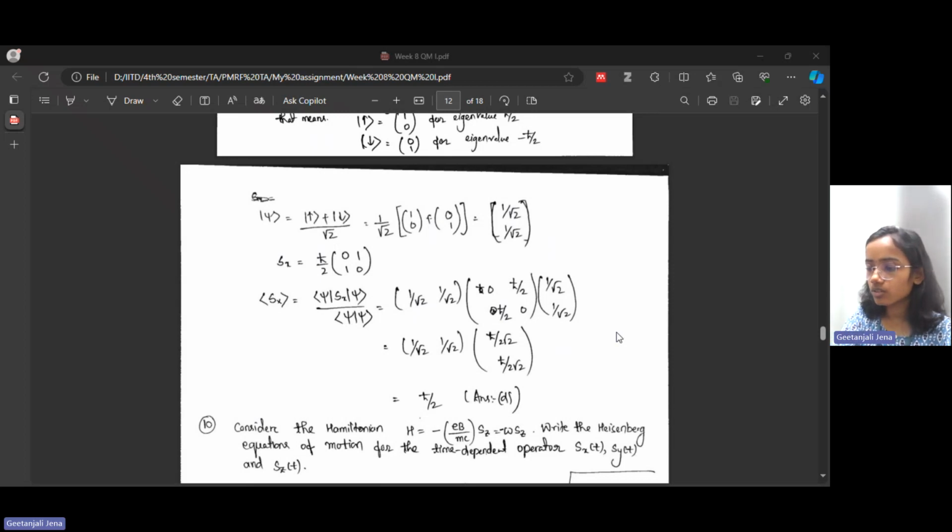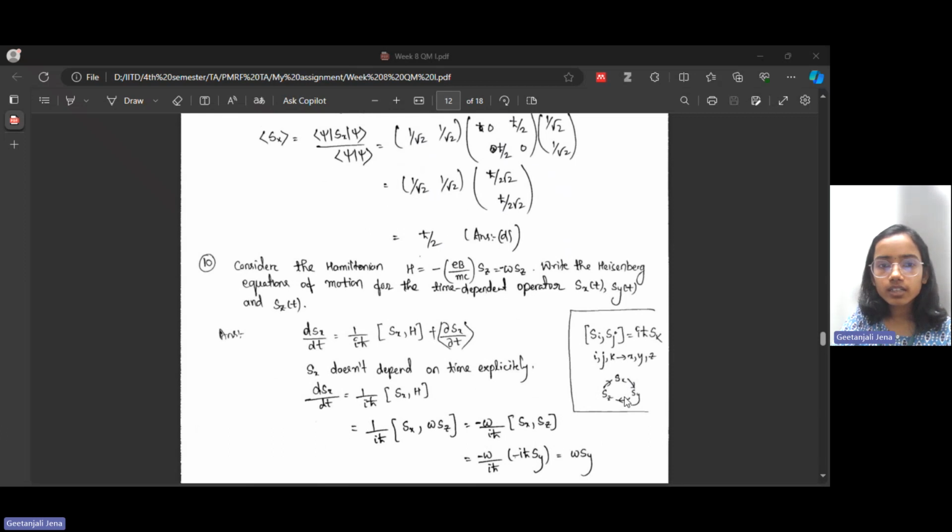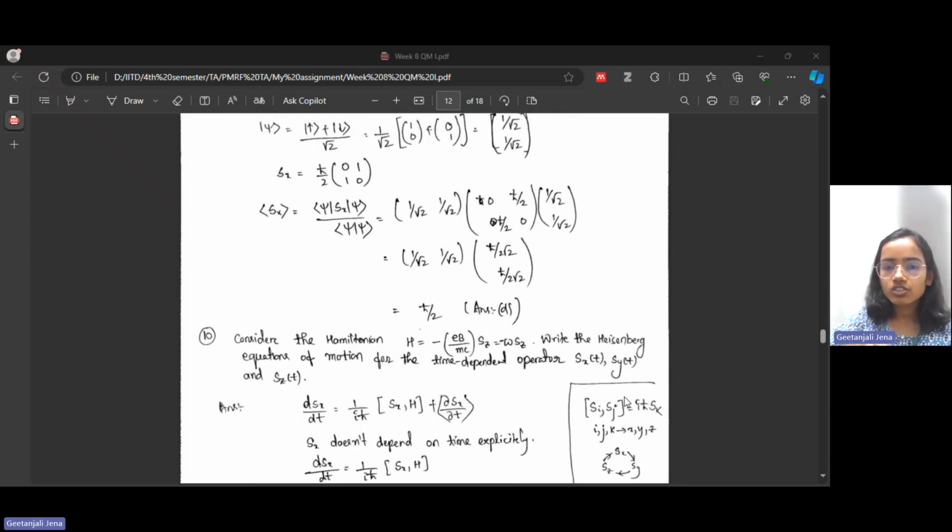So let me read out the question for you. It says, consider the Hamiltonian H, which is given by minus eB by mc Sz. And eB by mc you can write as omega. So the Hamiltonian H is minus omega Sz. Now it is asking: write the Heisenberg equation of motion for the time-dependent operators Sx, Sy, and Sz.